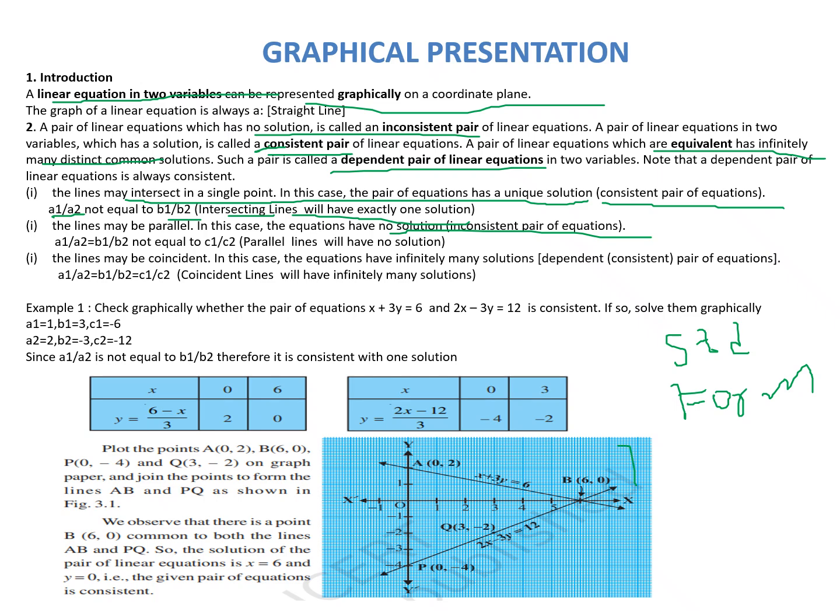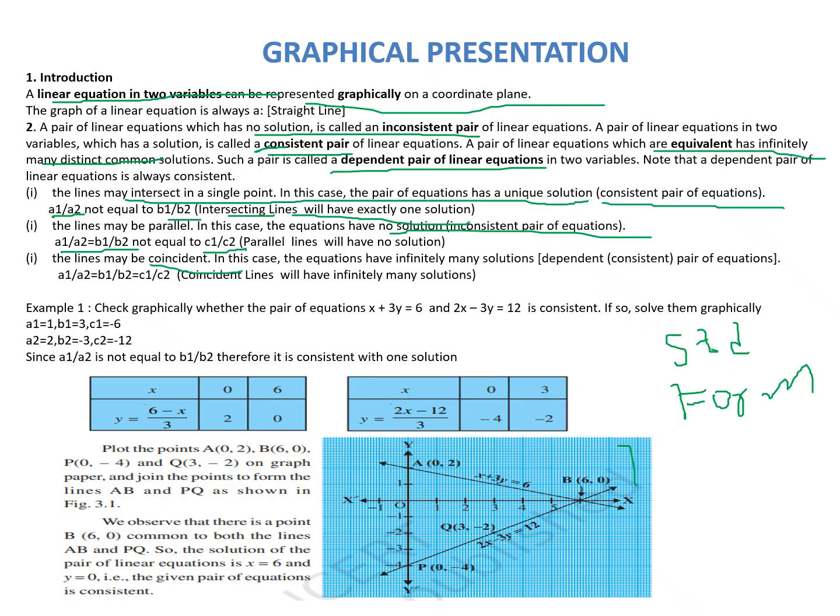And how can we demonstrate that? If a1 by a2 is equal to b1 by b2, but it is not equal to c1 by c2, this is a situation when the pair of lines, when presented graphically, will not intersect each other. They will be parallel lines, they will not have any solution, and they will be treated as an inconsistent pair of equations. And the third option is that the lines may be coincident.